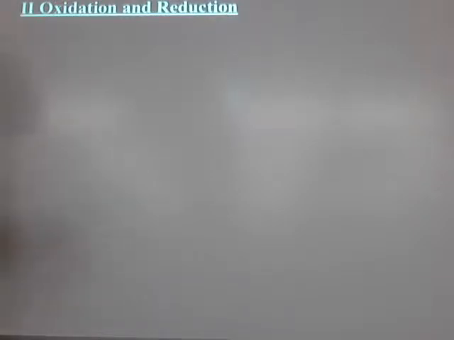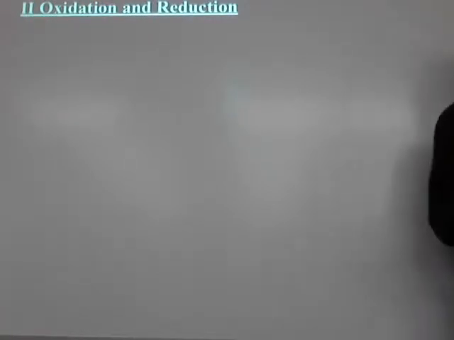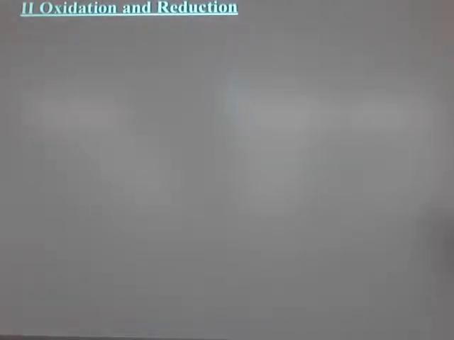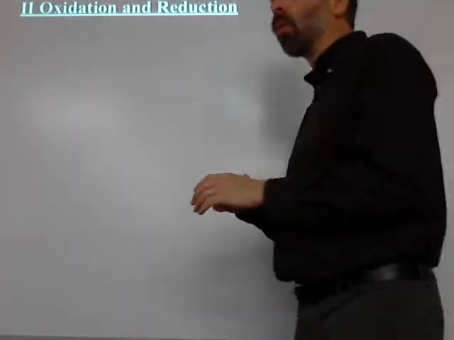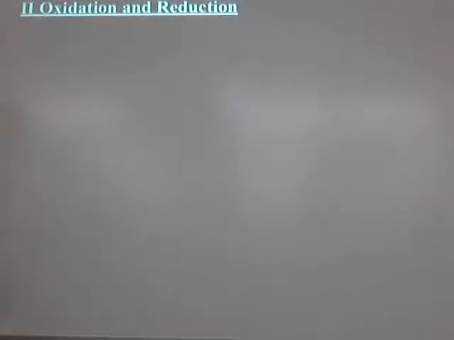Now, yesterday we did just the oxidation numbers. Today we're going to do oxidation and reduction. I'll first go over what they each are and how you can identify them. In the homework, you'll be identifying the species undergoing oxidation or reduction, and what's called the oxidizing agent and the reducing agent.